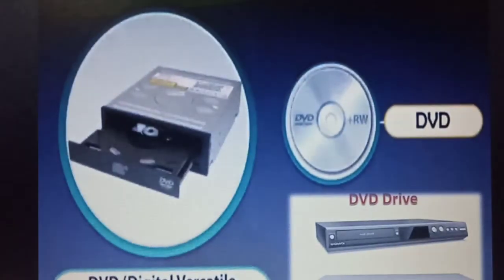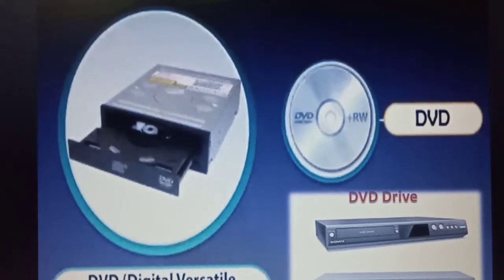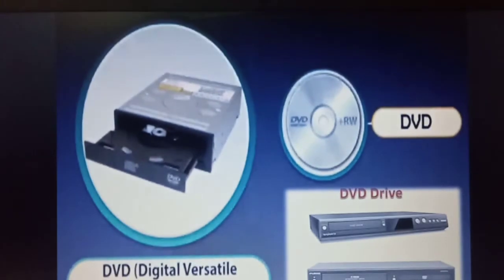Now we study DVD, digital versatile disk. The format of storing data in a digital versatile disk is similar to that of a compact disk. A DVD can store 6 times more data than a CD. A single-sided DVD can store about 4.7 GB of data, while a double-sided DVD can store data up to 9 GB.